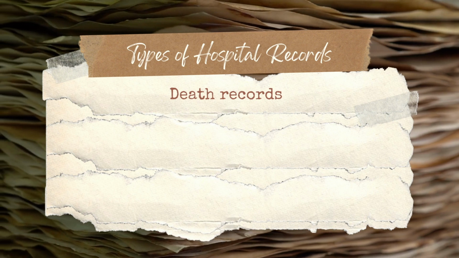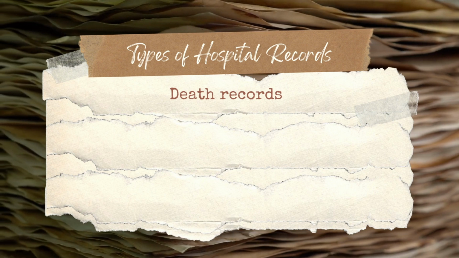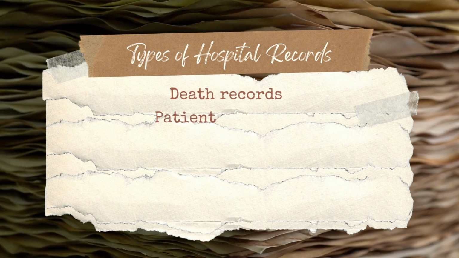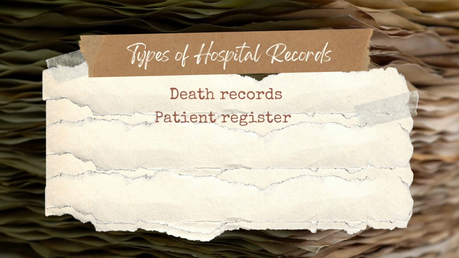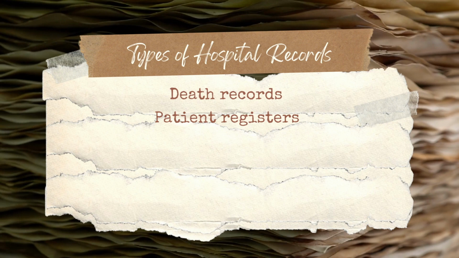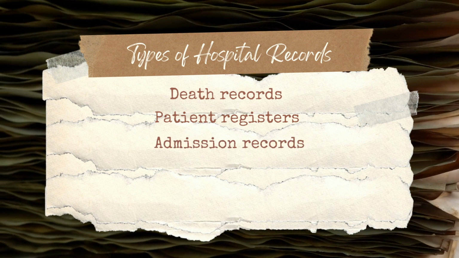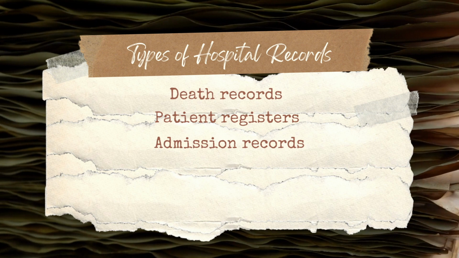Now, aside from death records, there are some other possible records that you might locate during your search, such as patient registers, providing a chronological list of patients treated at the hospital, along with basic information such as their name, age, gender, and date of treatment. There's also admission records, which document the admission of patients to the hospital and typically include their name, date of admission, reason for admission, sometimes their address, and other personal details.